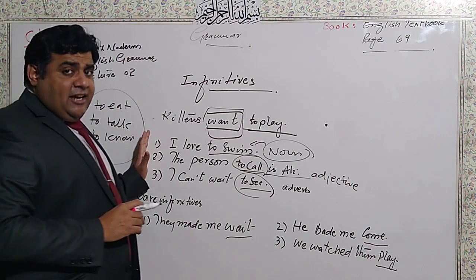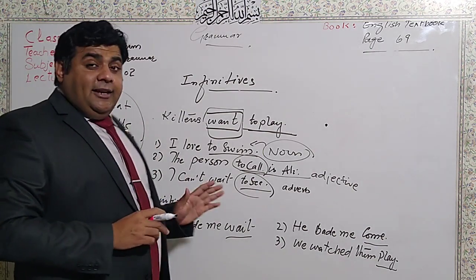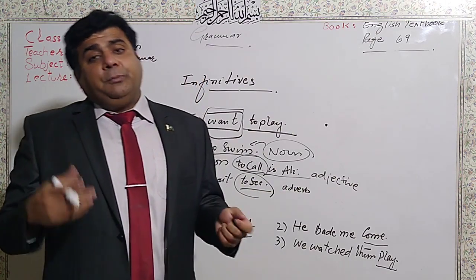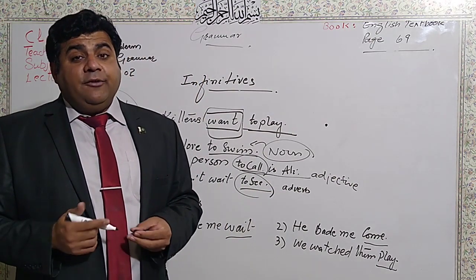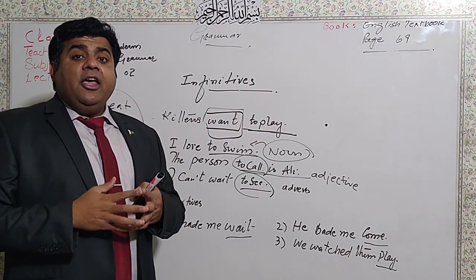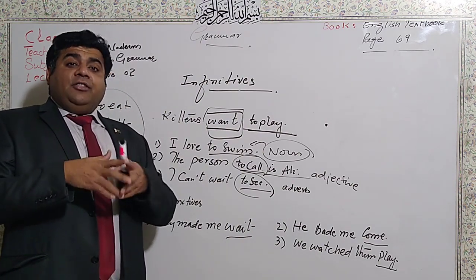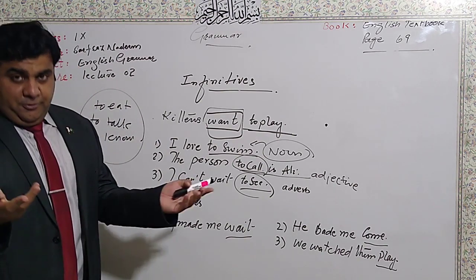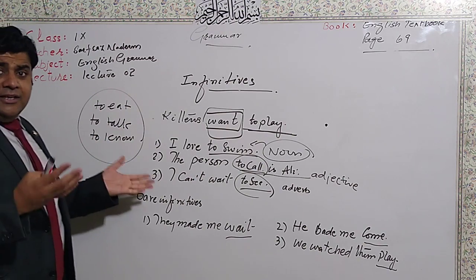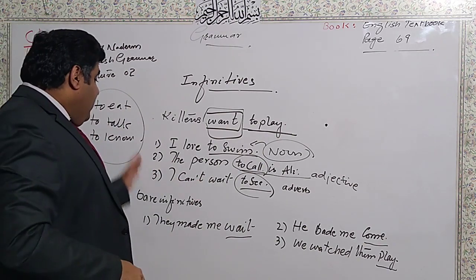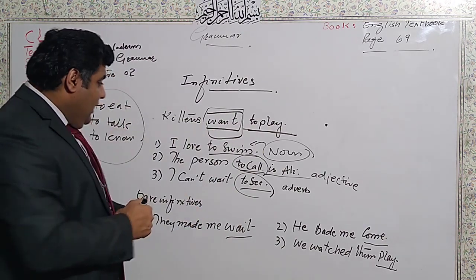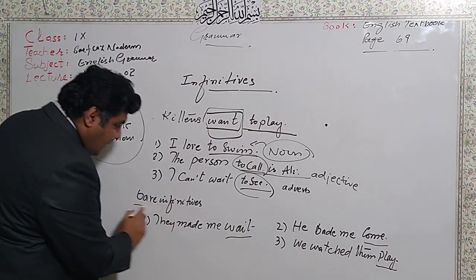Dear students, the second thing I want to tell you is that it doesn't mean that only infinitives start with to: to play, to come, to talk, these are infinitives. But we have the bare infinitive. What do we have? A bare infinitive means an infinitive without to. As I told you, to eat, to talk, to know, these are the infinitives. But when we talk about bare infinitives, they are without to. For example, have a look over there, dear students, the bare infinitives.